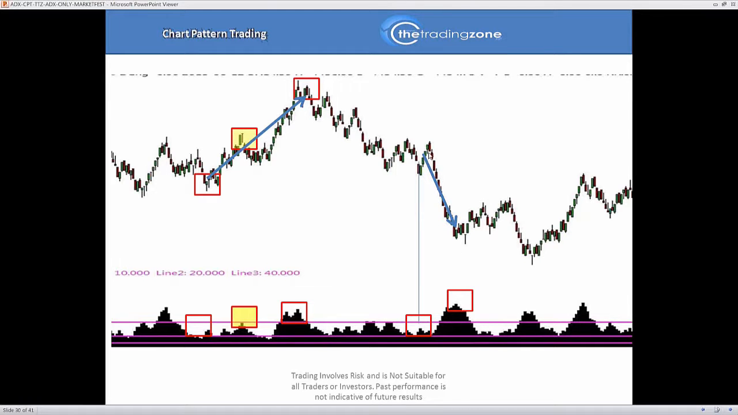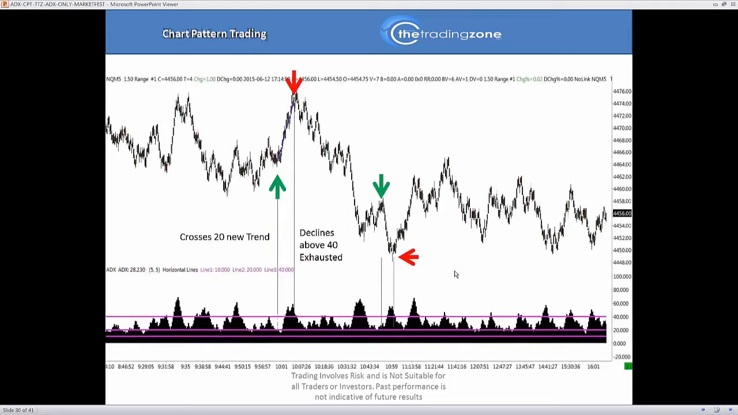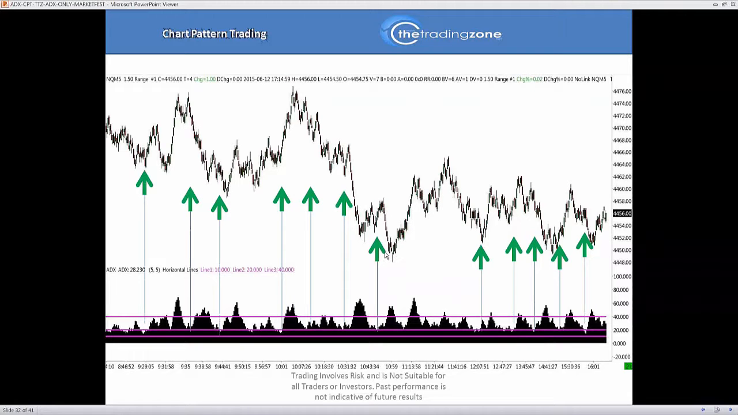And then on the downside, right, exhausted above 40, you get above 40 and then it starts to hook back down, you know that you have an exhaustion. So again, new trend, we have a decline above 40, we're exhausted. New trend, we have a decline above 40, we are exhausted, right? So typical trading though, somebody asked about day trading.